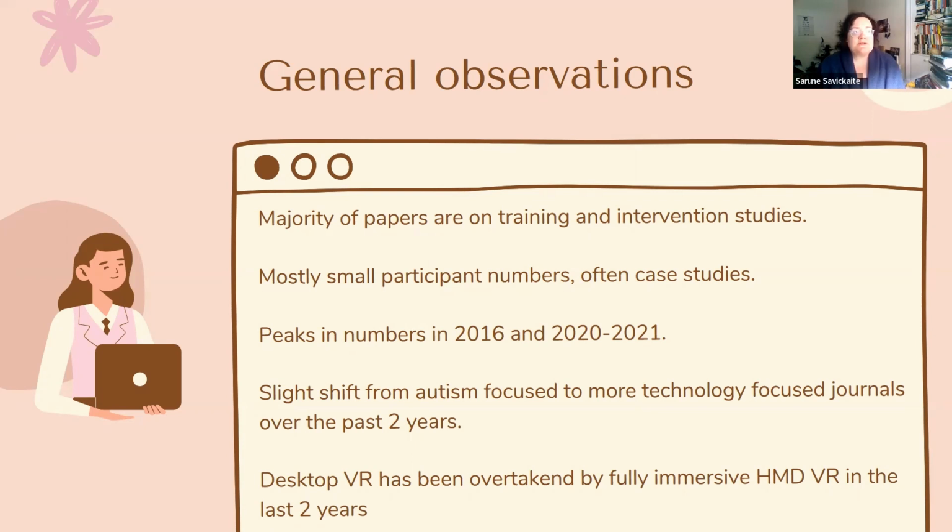The majority of the papers are focusing on training and intervention of some kind, mostly on social training scenarios, and I think we're going to have a few talks about this as the conference goes on. Mostly small participant numbers, and in some cases just case studies, so just one participant and in-depth analysis. Most of the smaller numbers are earlier on, from 2015 up until about 2019. However, the more recent studies seem to grow in participant numbers.